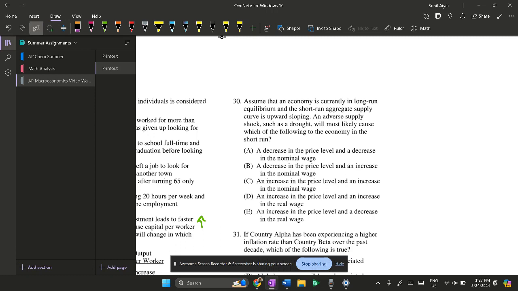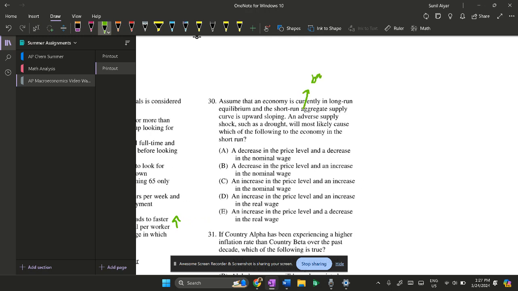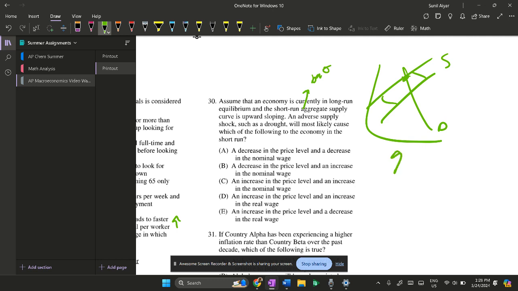Assume that an economy is currently in long-run equilibrium and the SRAS curve is upward sloping, an adverse, so bad supply shock or a decrease will most likely cause which of the following to the economy in the short run? So increase in PL and decrease in Y, so stagflation. So decrease in the price level, no. Decrease in the price level, no. Increase in the price level, and increase in the nominal wage. So this is key because they're asking about the nominal wage. And we all know that increase in price level is right.